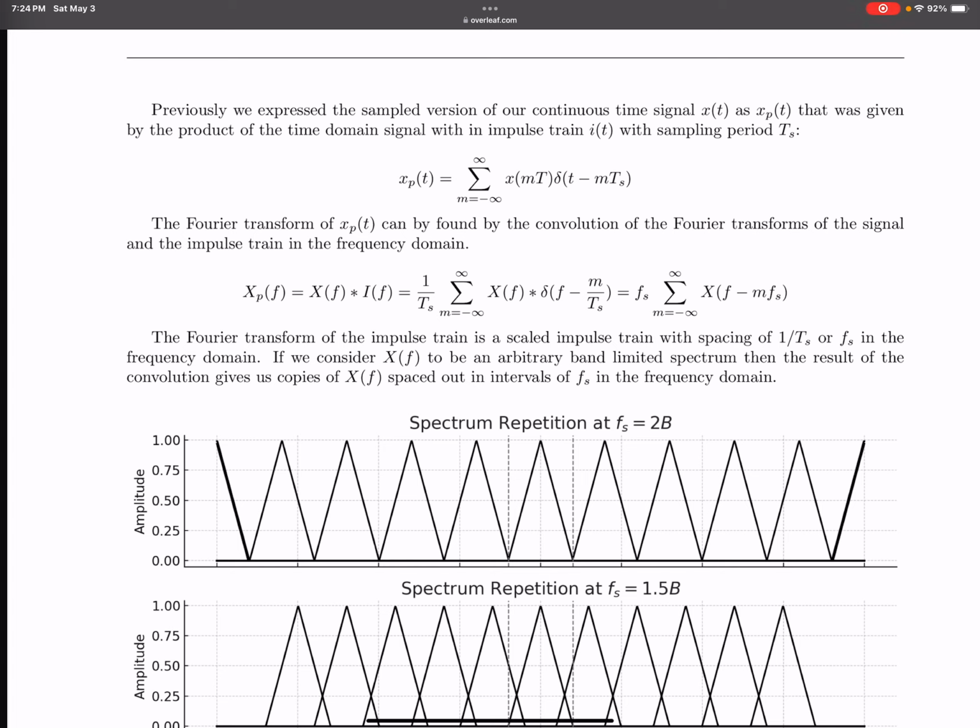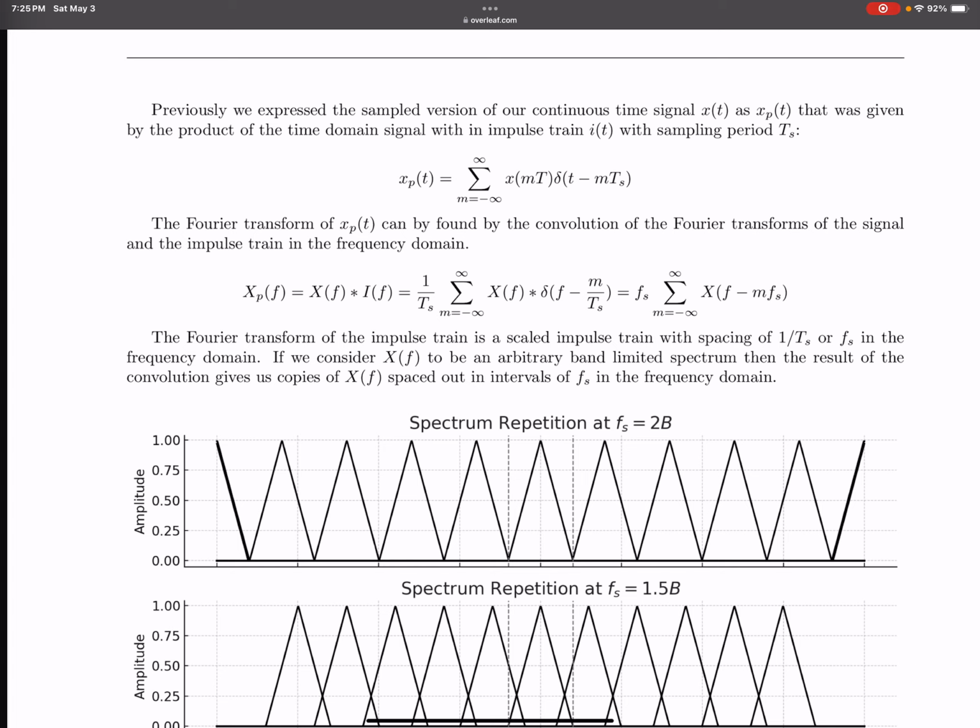We'll call the Fourier transform of the original signal X(f), and then we need to find the Fourier transform of the impulse train. I don't show it here, but it can be shown that it is equal to the sum of delta(f minus m over Ts) with a factor of 1 over Ts. That can be shown with a Fourier series and then with the definition of the Fourier transform. And rewritten in probably the easiest way, 1 over Ts is simply equal to the sampling frequency.